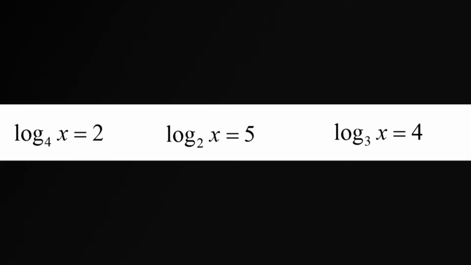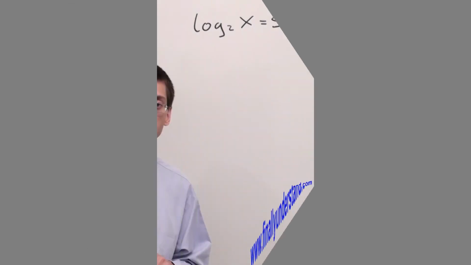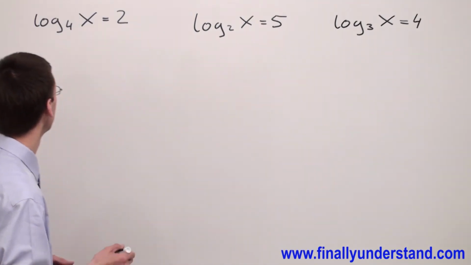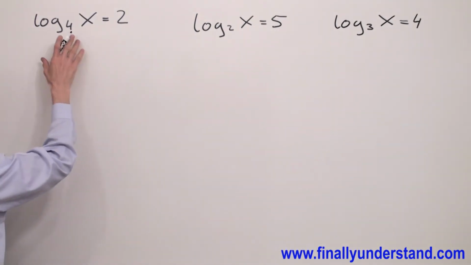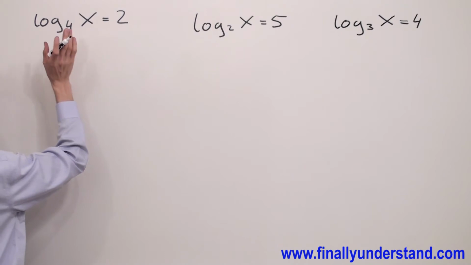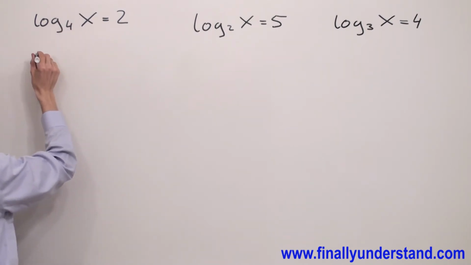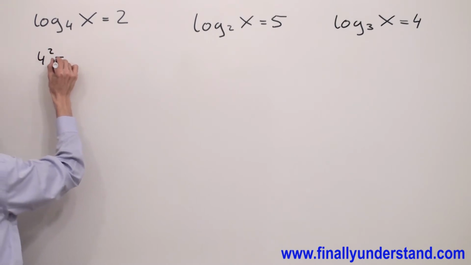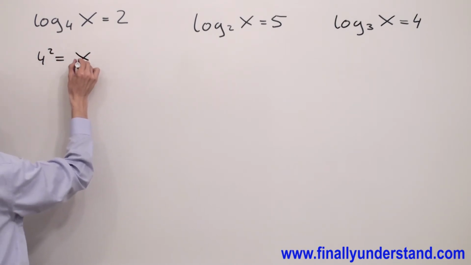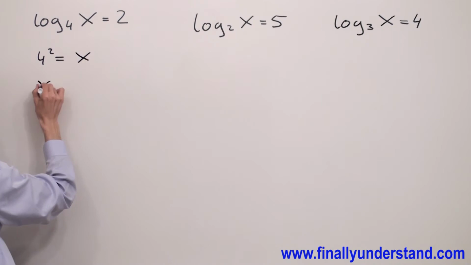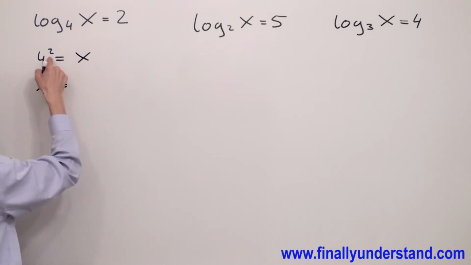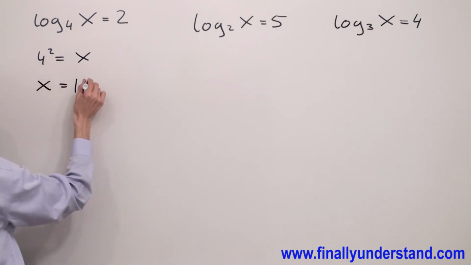Let's take a look at these equations. We're supposed to find the value of x for each of them. So what we're supposed to do first is convert the logarithmic form to the exponential, and simply write 4 to the second power is equal to x. So I can write that x is equal to 4 to the second power, which is equal to 16.